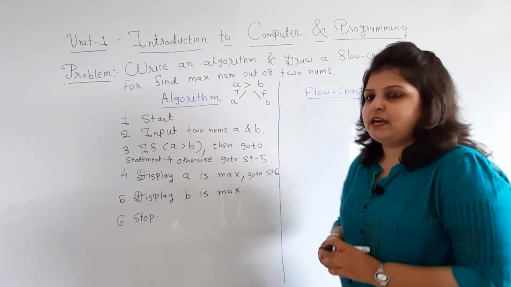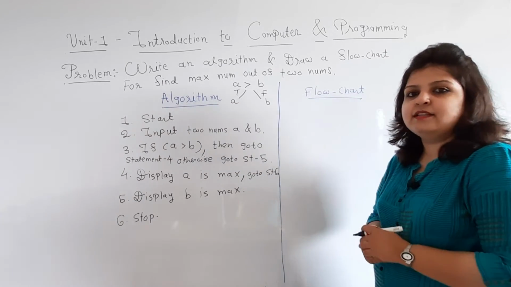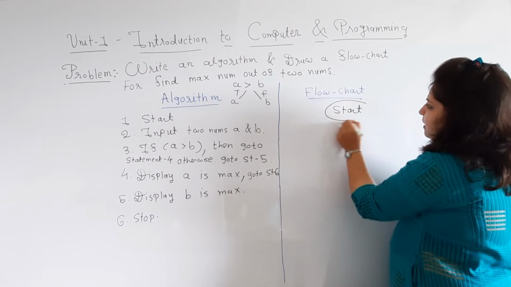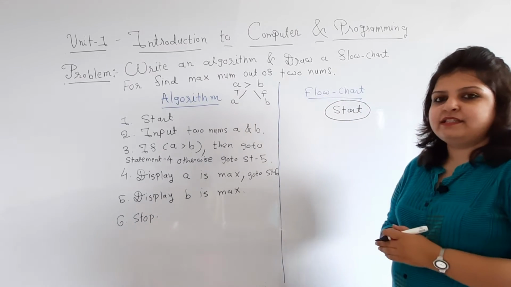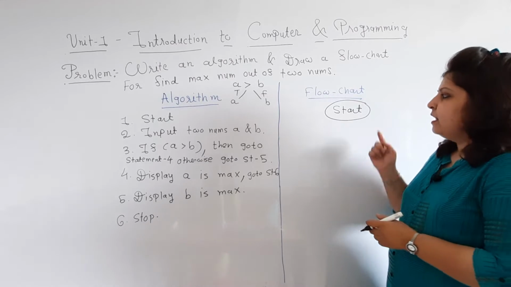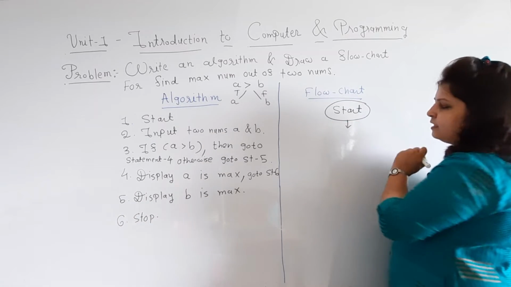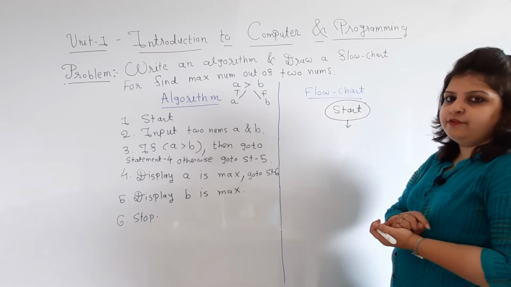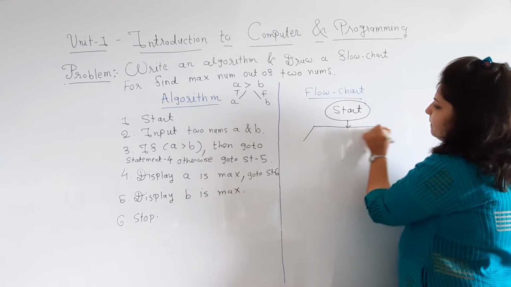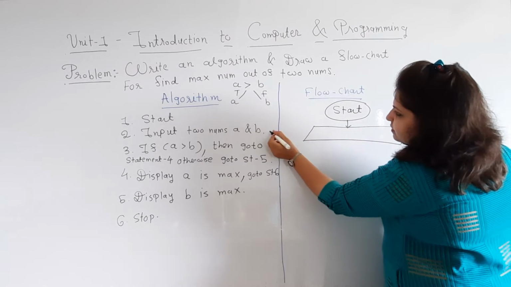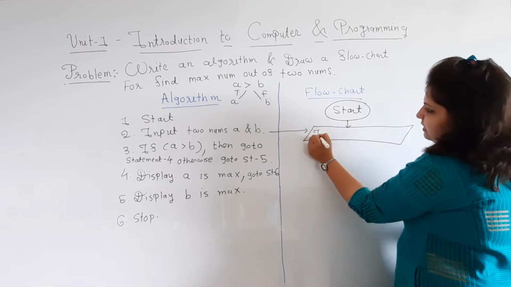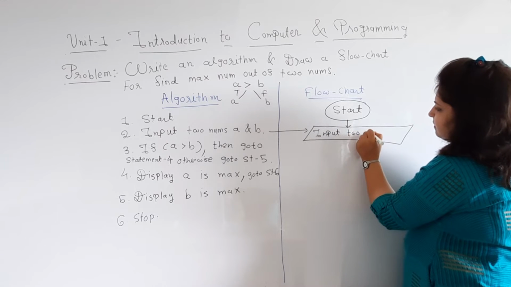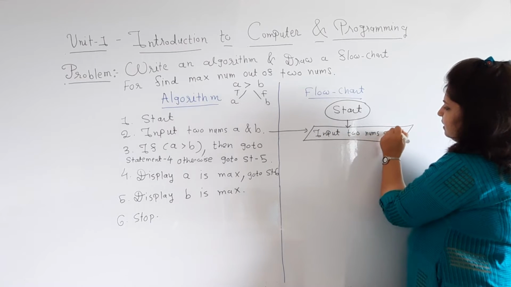Let's see the flow chart. First step is start, and an oval represents start and stop. After that, an arrow. First of all, we have to write input, and input is always written in a parallelogram. So the same statement we have to write here: input two numbers A and B.